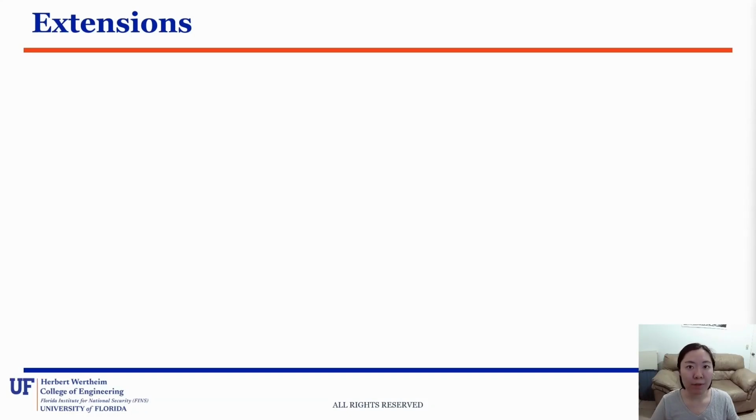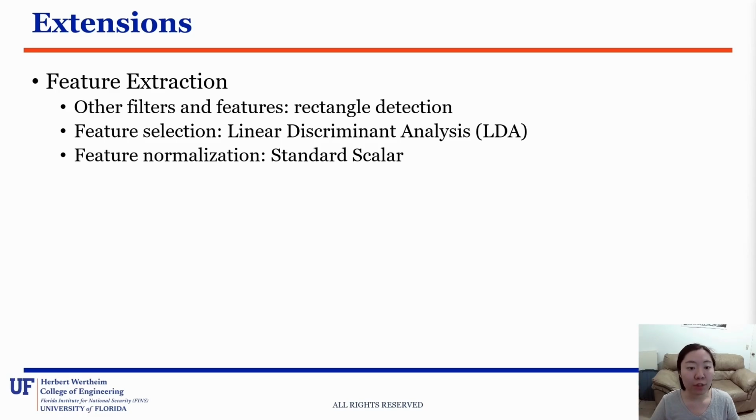There are a number of extensions that could possibly improve your project. For feature extraction, we used blurring, edge detection, and corner detection. You can always play around with the parameters for the methods we already used, or consider using other methods, such as rectangle detection. skimage has a variety of filters and features that you can use, and if you just want to play around with a bunch of features and see what works and what doesn't, you might want to consider using a feature selection method, such as linear discriminant analysis, or LDA for short.